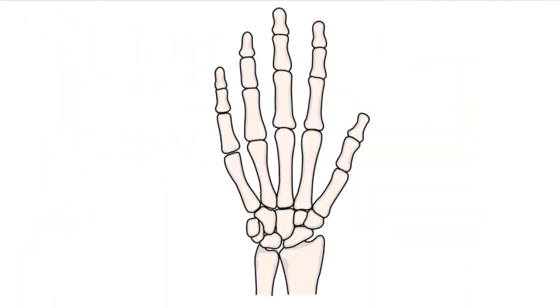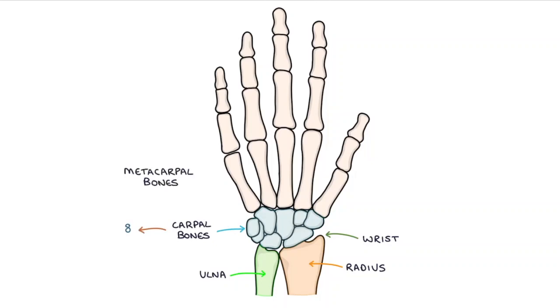Looking a bit closer at the wrist, the radius and the ulna connect to the carpal bones, and there are 8 of these carpal bones. The carpal bones connect to the metacarpal bones. The metacarpals are numbered 1 to 5, from the thumb to the little finger, meaning that the first metacarpal is at the base of the thumb, and the 5th metacarpal is at the base of the little finger.